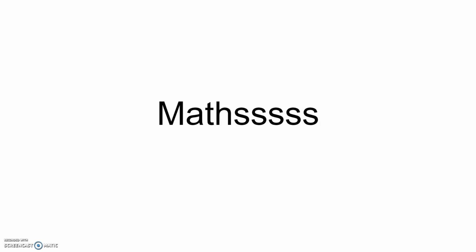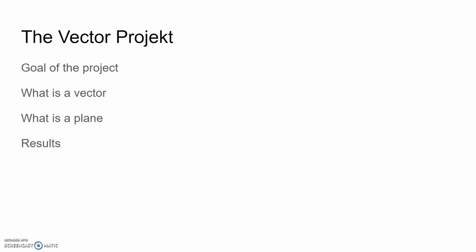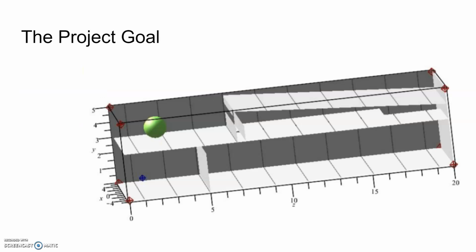First, I'm going to talk about a vector project we did, and then I'm going to go through a proof for a differential equation. So I'm going to present the whole project, briefly explain what a vector is, the plane, which is also important, then get into what we did and how we did it, a bit, not too much, just the brief overview.